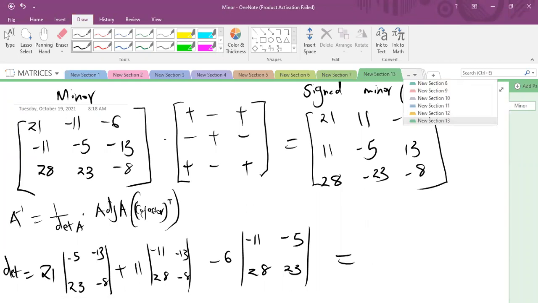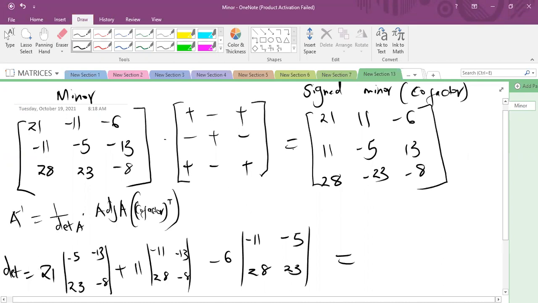Now, finishing up, after we get the determinant, our answer is supposed to be equal to 1 over the determinant, whatever value it's going to be, multiplied by adjoint. And what is our adjoint? Our adjoint will be our cofactor transpose. Now this is our cofactor. So transposing it, we interchange rows and columns. So this was our row 1, 21, 11, minus 6. So that will be 21, 11, minus 6.